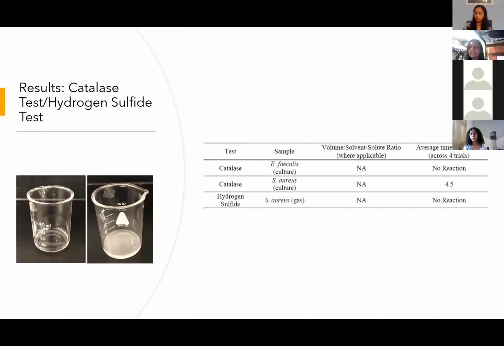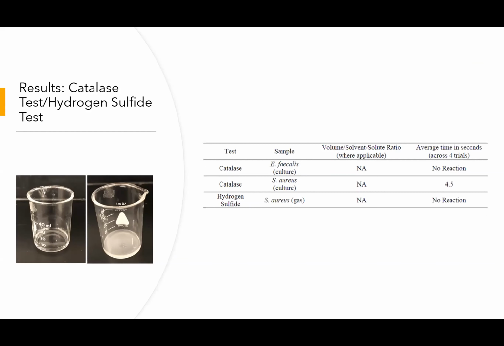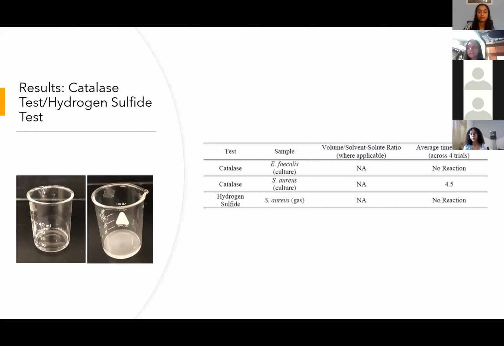For the catalase test, the average time taken for a color change when testing with an S. aureus culture was 4.5 seconds. While there is no observed reaction when testing with E. faecalis, the hydrogen peroxide changed from a clear liquid to a milky white when it reacted with S. aureus cultures. The hydrogen sulfide test did not result in a reaction because the tested bacterial strains were non-pathogenic.